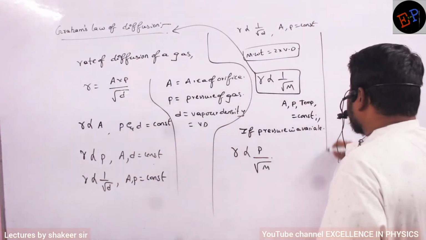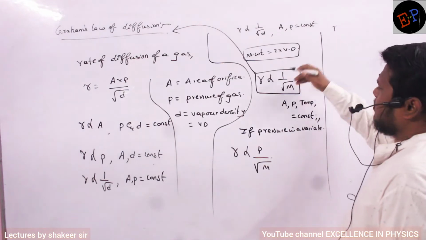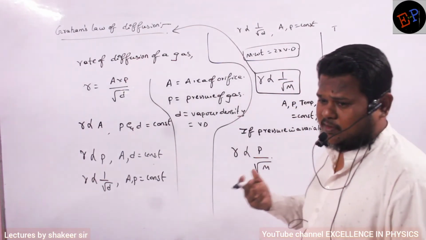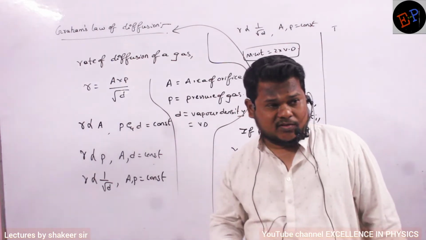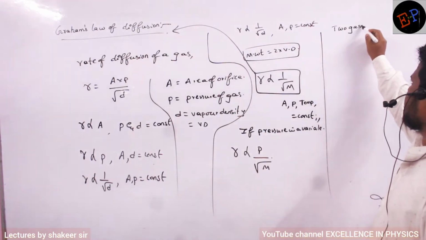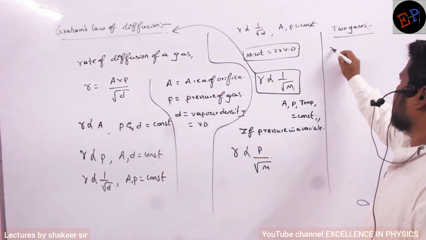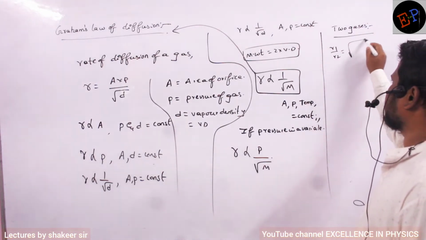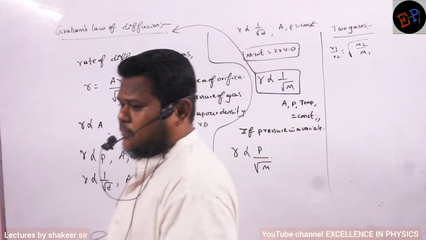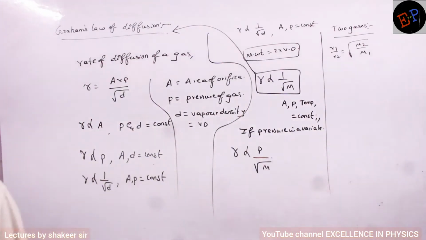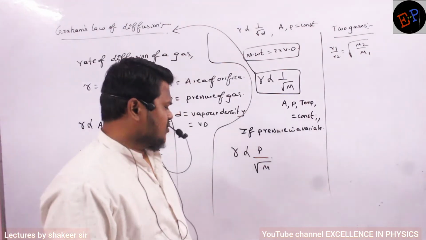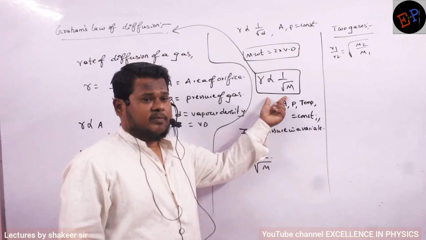After that, if I take two gases, now here I have discussed only about one gas, no? Now if I take a mixture of gases, or if I'm comparing two gases, then how I can write R1 by R2 is equal to square root of M2 divided by M1. Where R1 is the rate of diffusion of first gas, R2 is the rate of diffusion of second gas.